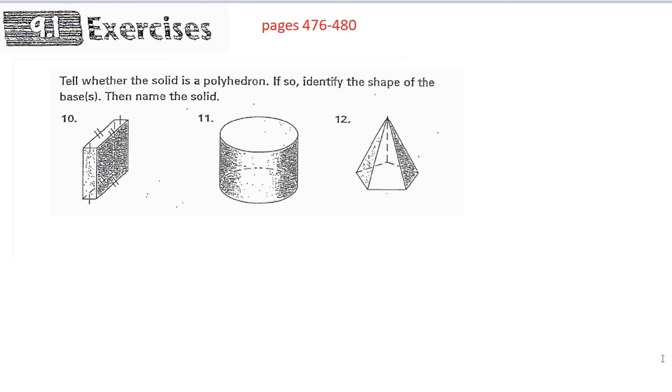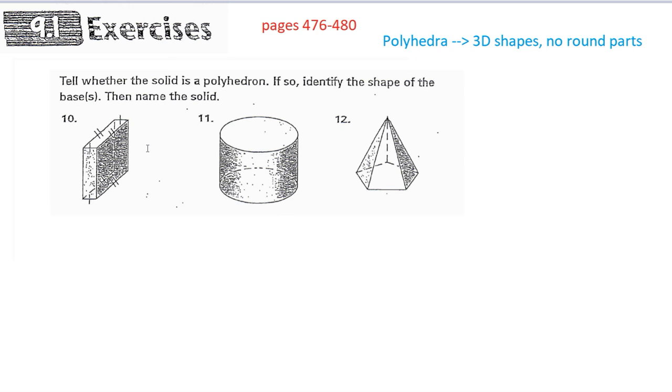So here we go with 10, 11, and 12. It says tell whether the solid is a polyhedron. If so, identify the shape of the base or bases, then name the solid. So again, polyhedra, that's the plural. Singular is polyhedron. Math, or excuse me, English is great. Ask your English teacher why it is that way. But a simple definition for polyhedra, it's three-dimensional shapes with no round parts.